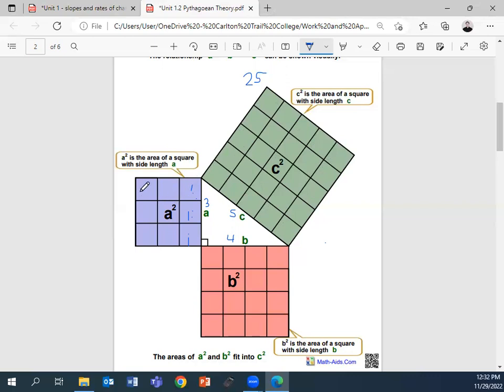I'm looking at A, it's 3 and 3, there's 9 here. I'm looking at B, there's 4 and 4, there's 16 here. It's saying A squared, which is 9, plus B squared, which is 16, is equal to C squared, which is 25. That's true, right? 9 plus 16 is equal to 25. That works. This is when I've squared the values.